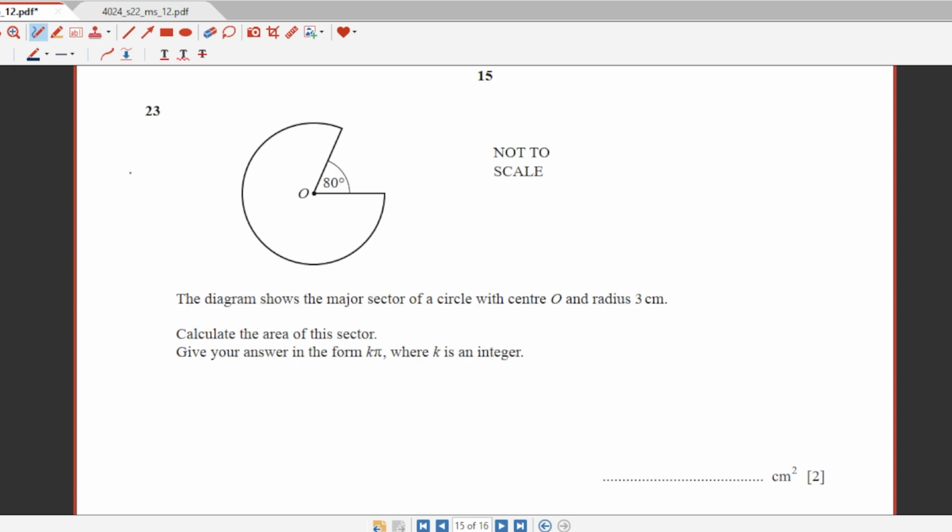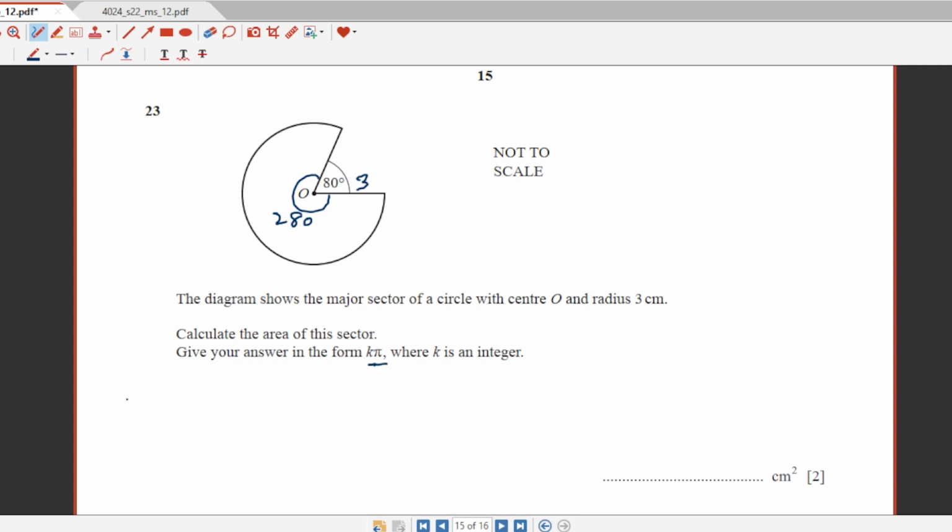Question number 23. The diagram shows a major sector of a circle with center O. Major sector means the angle of the sector is greater than 180. The answer: 360 minus 80 is 280. This angle is 280. The angle of the major sector is 280 and the radius is 3 centimeters. Calculate the area of this sector. Give your answer in the form of k pi, which means you don't need to substitute the value of pi. Pi should be left as pi.